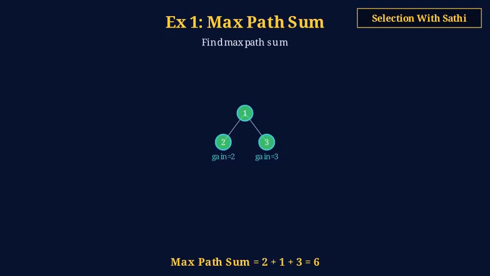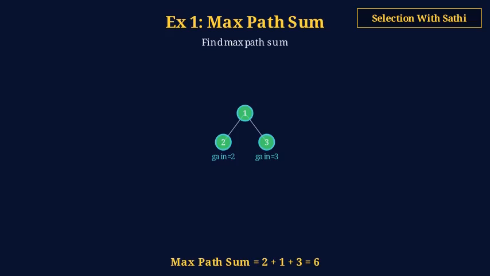Path sum through 9 plus 0 equals 9. Return 9. Node 15 is a leaf. Path sum 15. Return 15. Node 7 is a leaf. Path sum 7. Return 7.